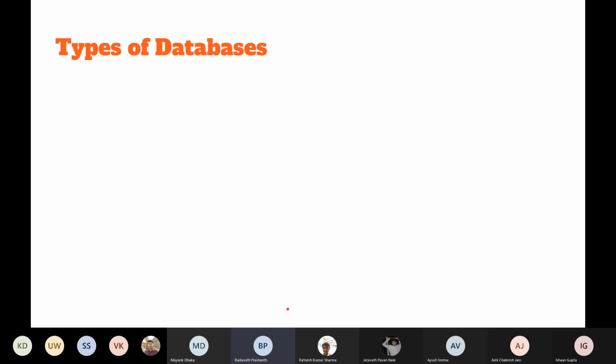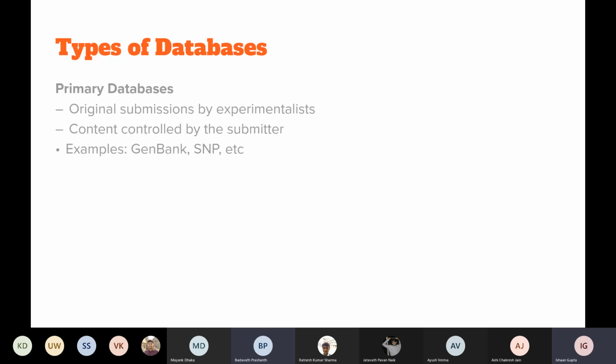So can we come up with a sort of formalized definition of the kind of databases that exist? There are databases which are called primary databases. This is where experimentalists submit original data. So they submit raw data. What you can submit here is controlled by the submitter, right? So if I am an experimentalist and I generate data, I can submit this primary data, and this is controlled by me, what I'm submitting.